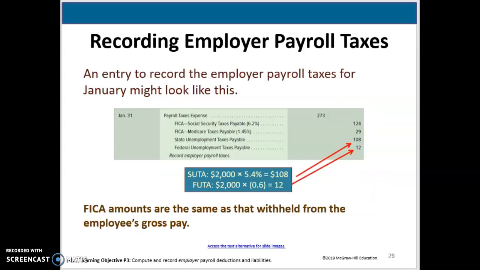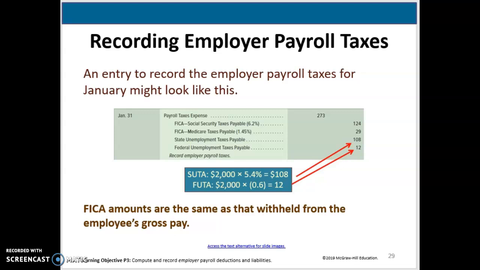When we look at the entry for recording the employer side, so remember, we have the employee side, this is the employer side. So it's an added expense beyond the wages and salaries that we're paying. So it's a separate entry from the payroll expenses that we had for the employee. Now we have an employer one, and we're using the same example.